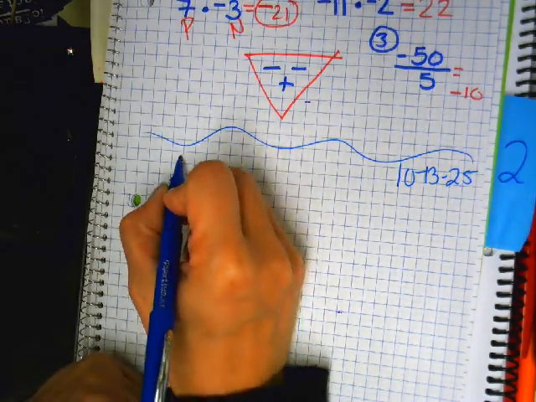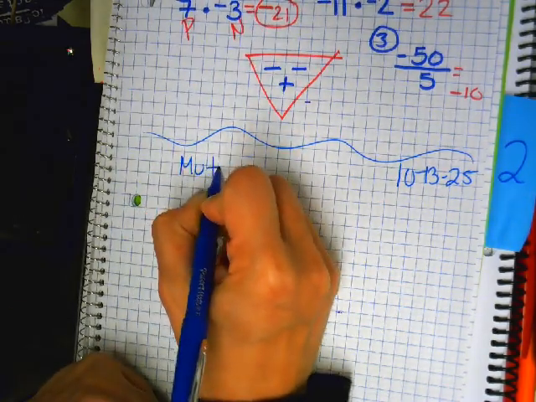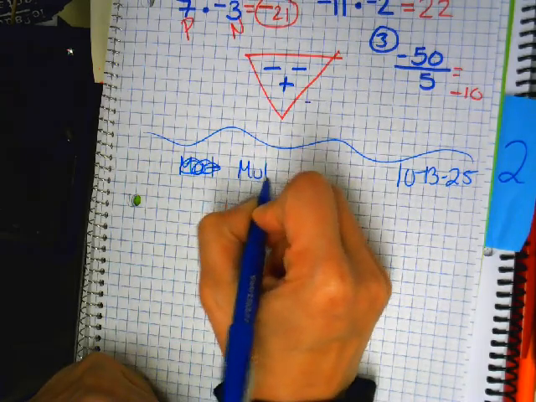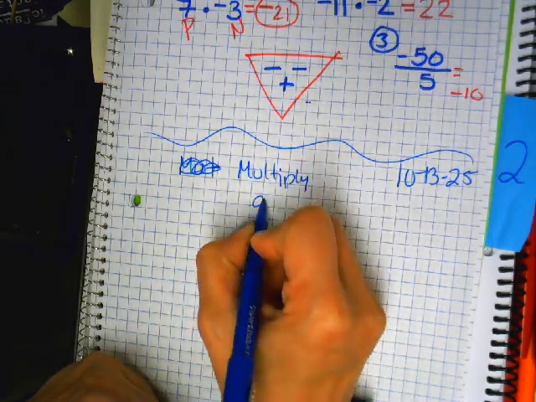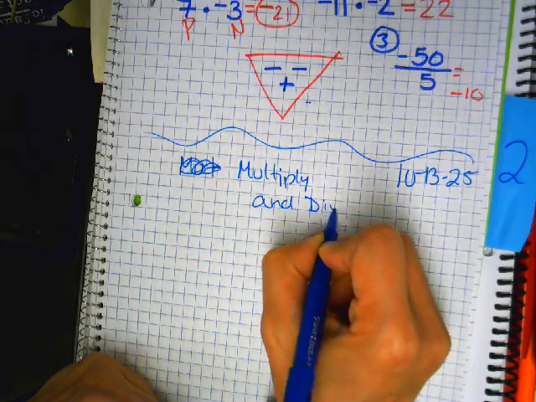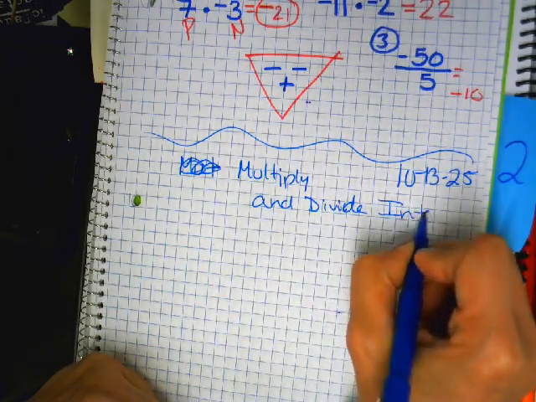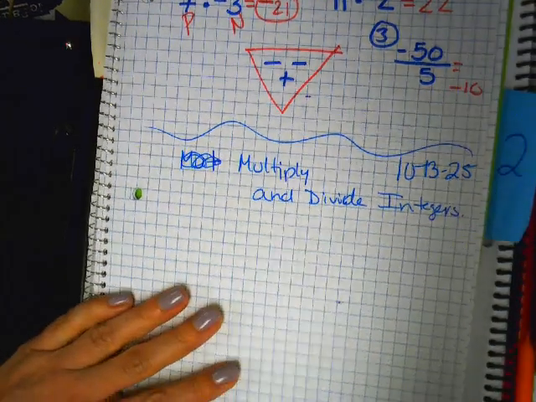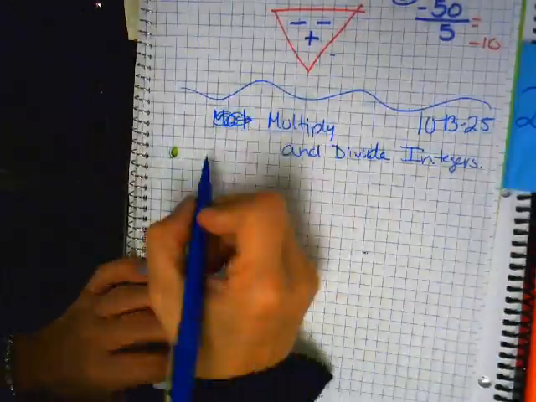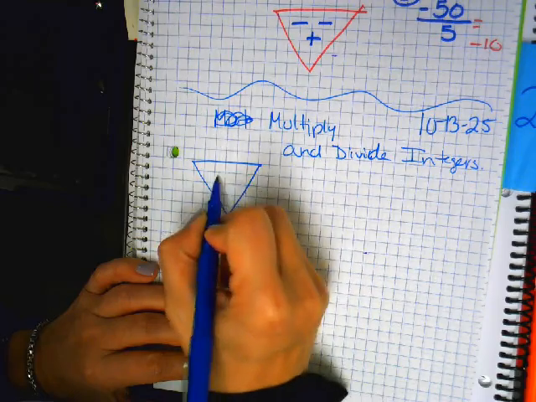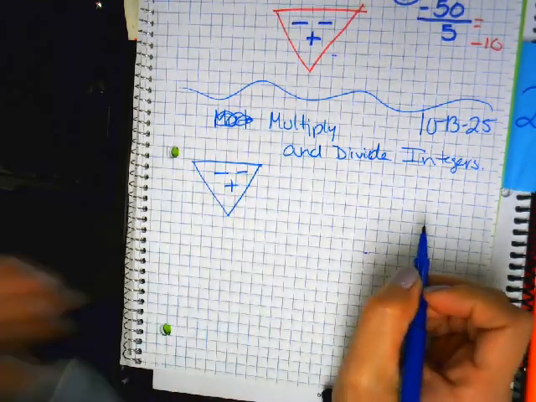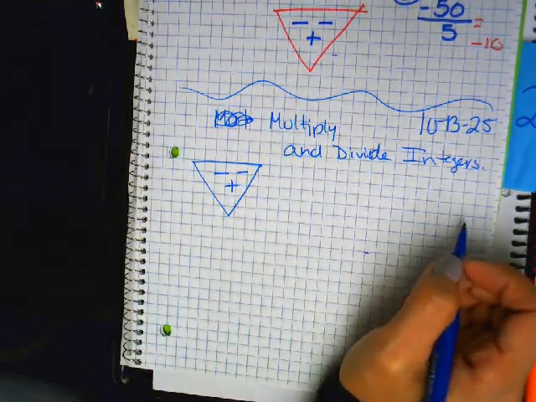This is the first part. The absolute value. Multiply and divide integers. That's our first part of the lesson. We're going to split the lesson into two parts. So we have the Dorito Man. Boom, boom, boom. That's one way to memorize how to do this.